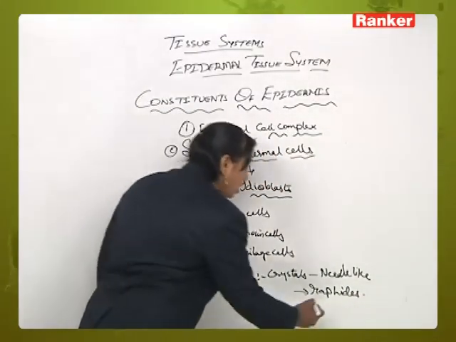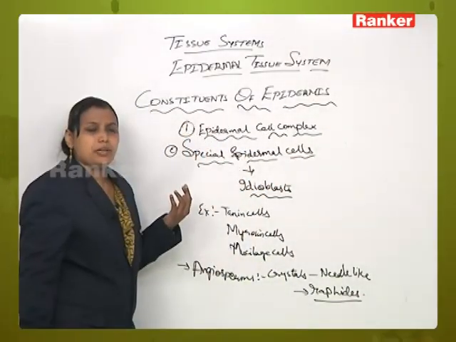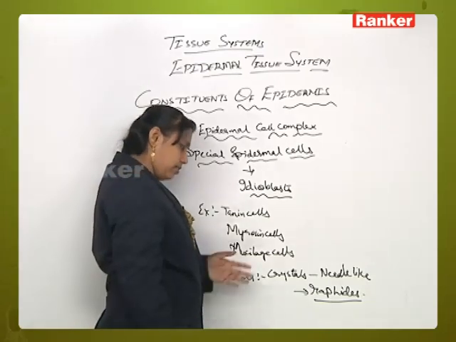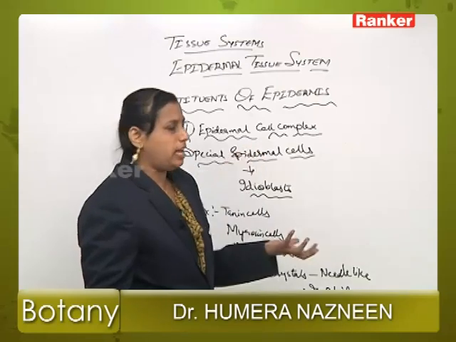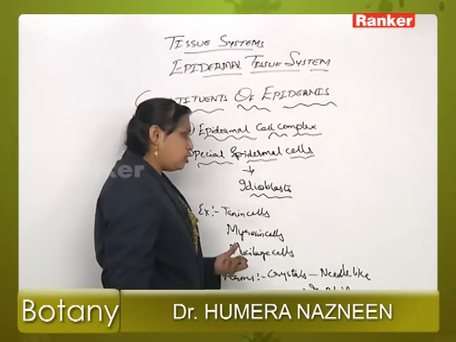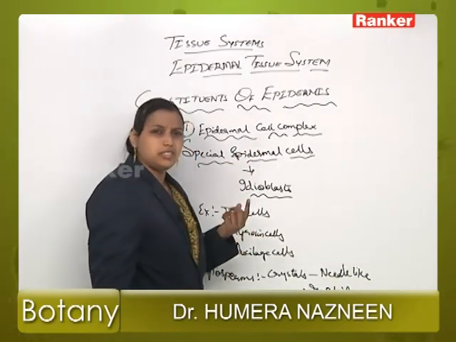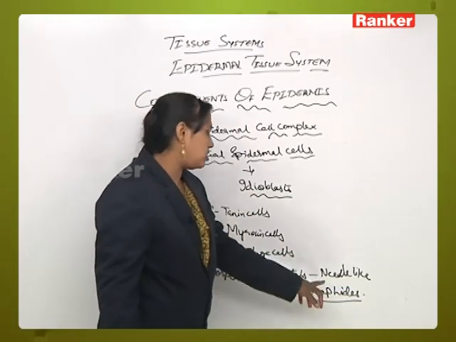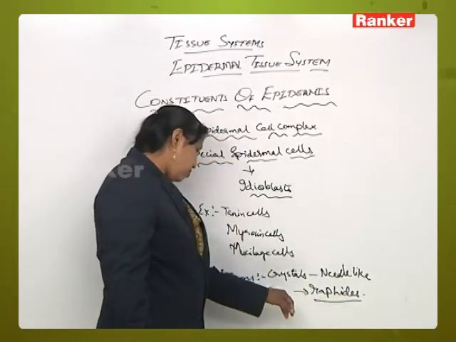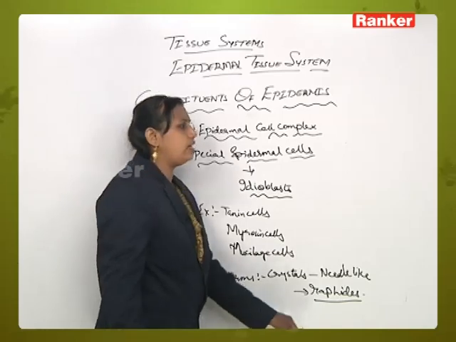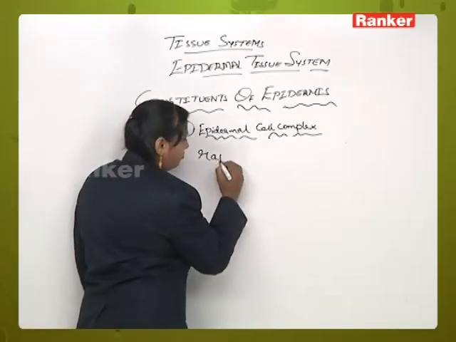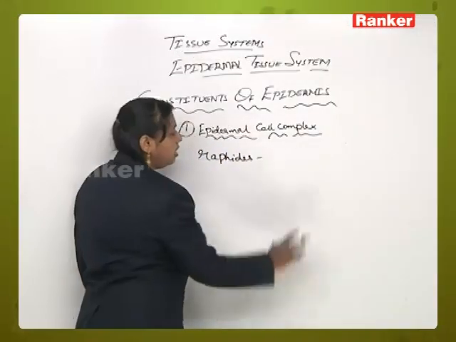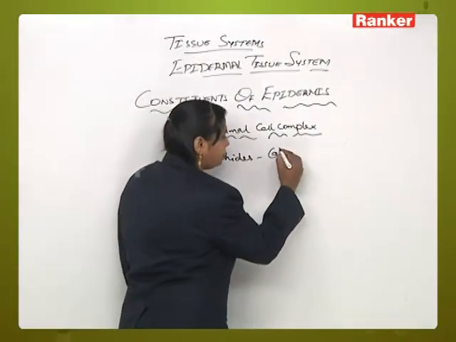This is important. In angiosperms, special epidermal cells or idioblasts are present in the form of crystals, and these crystals have different shapes. In some angiosperms they are needle-like structures, and these needle-like special epidermal cells are known as raphides. Now, what are these raphides made up of? They are made up of calcium oxalate.